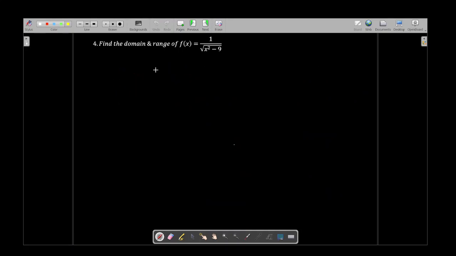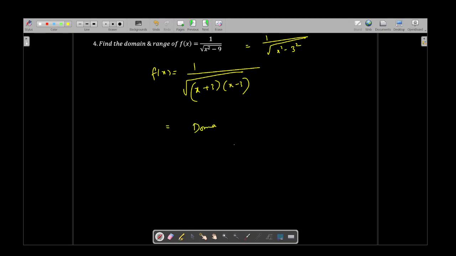So here the root exists. For f of x, I can exploit one of the identities, x plus 3 into x minus 3: a plus b into a minus b is a square minus b square. What I've done here is 9 I've written as 3 square. So this is actually the domain. I'll directly write the domain. The roots are minus 3 and plus 3. So minus infinity to minus 3, not included, 3 not included, infinity.